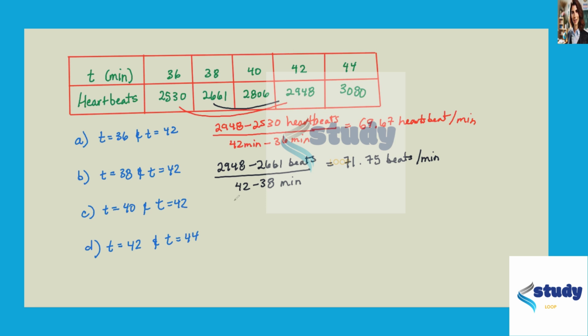Okay, so let's do part C. We're going to do between 42 and 40, so that's pretty close. So our rise over run is 2948 minus 2806 beats per delta, so 42 minus 40 minutes. Okay, so let's do that in the calculator real quick. 2948 minus 2806 divided by 2 minutes. So we get 71 beats per minute.